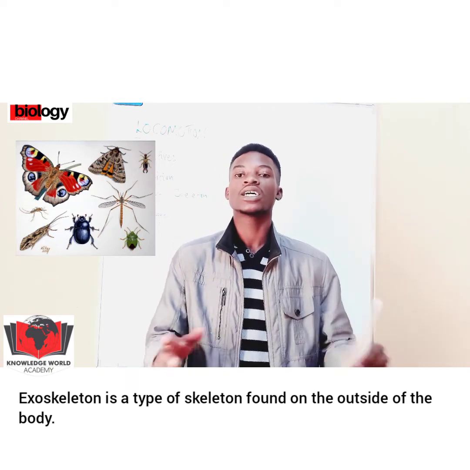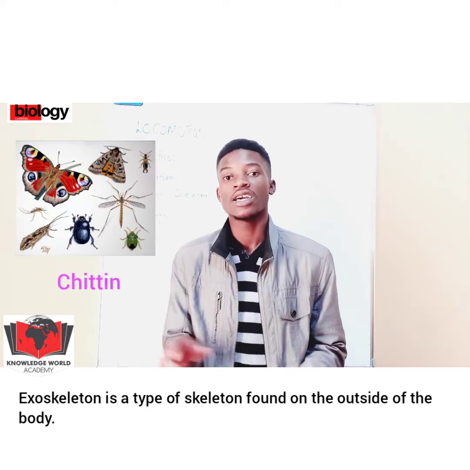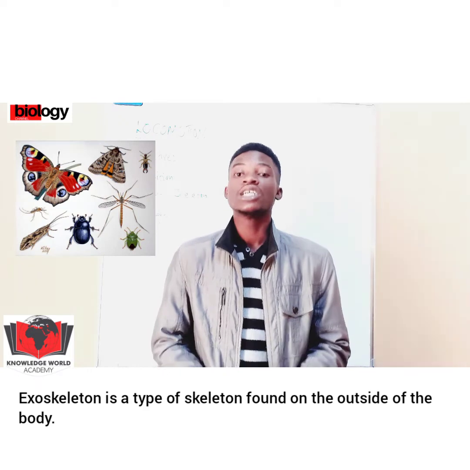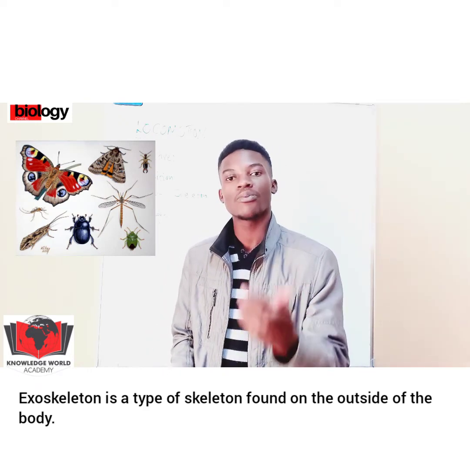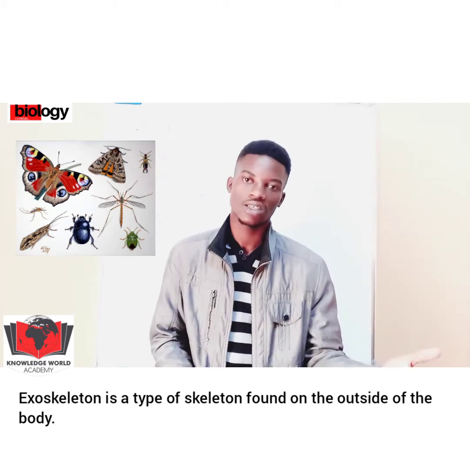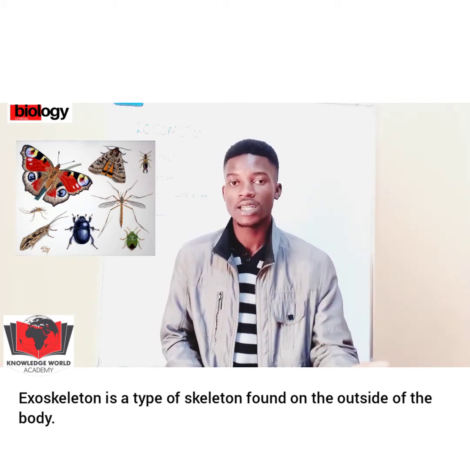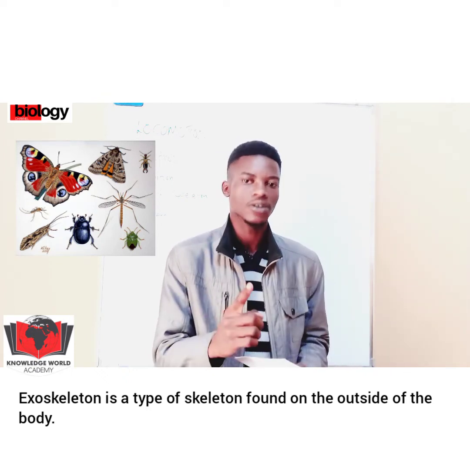Now, this skeleton in insects is also called cuticle, and it is largely made up of polysaccharides called chitin. Okay, chitin. It is largely made up of polysaccharides called what? Chitin. So this type of skeleton is found in arthropods, examples insects, and in insects it is also called cuticle, right? And it is largely made up of polysaccharides called chitin.